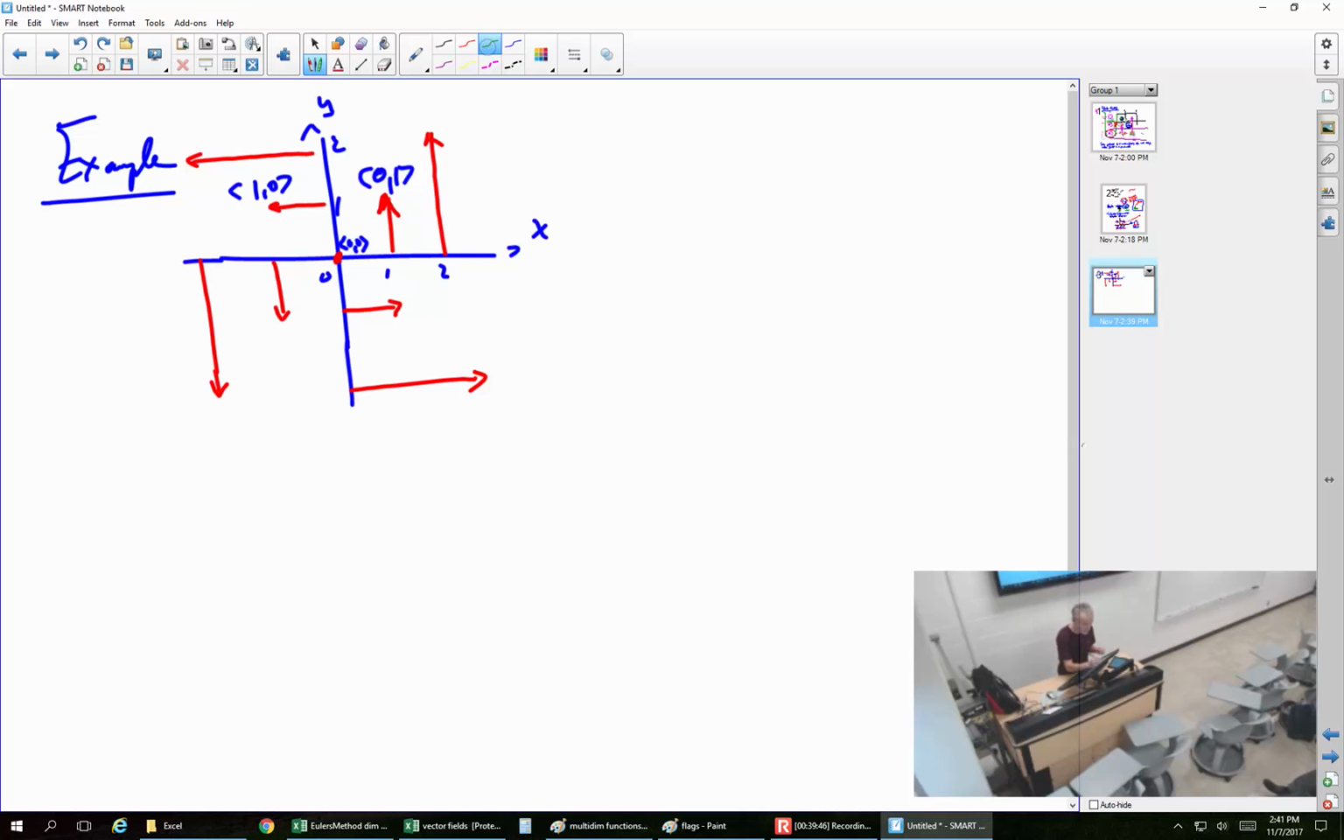Do you see a pattern here? So let me write it this way: v of 1, 0 is 0, 1, and v of 0, 1 is 1, 0. I'm sorry, this is negative 1, 0. Yeah, negative 1, 0. Okay? So you see a pattern of how we can try to implement this? So once again, 1, 0 goes to 0, 1. 0, 1 goes to negative 1, 0. We flip x and y and change the sign.